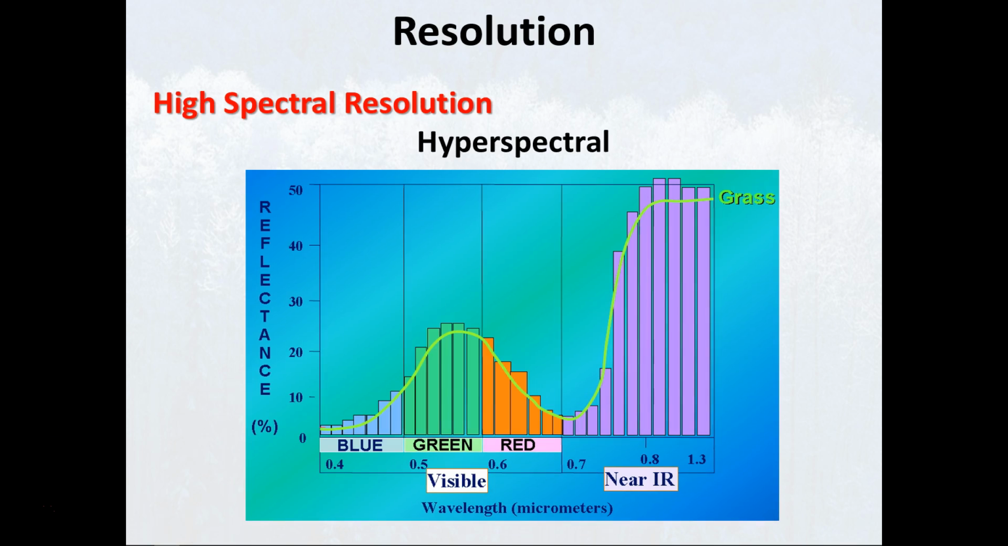Contrast those to this high spectral resolution hyperspectral data, which covers the same wavelength interval, but look at all those bands. Think of the utility of having so much spectral data available. Rather than simply identifying grassy areas, for example, you could be classifying types of grass in an image.